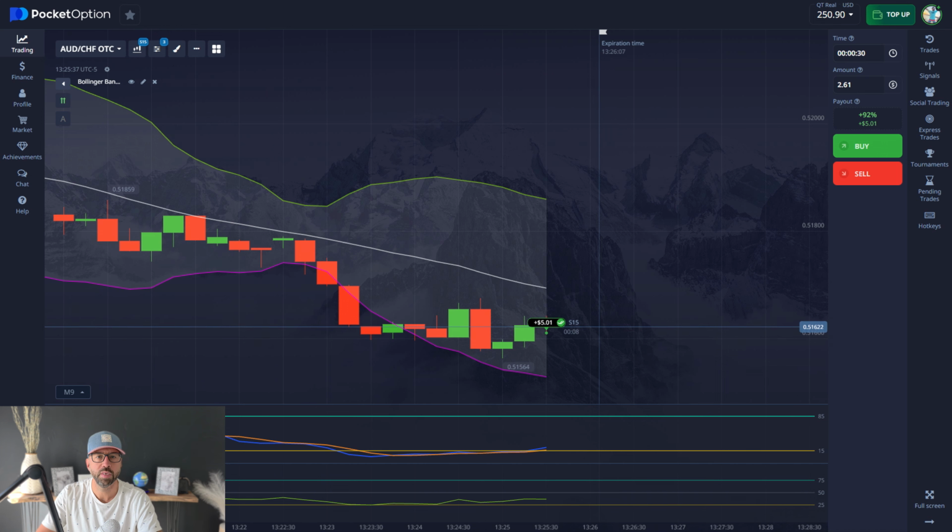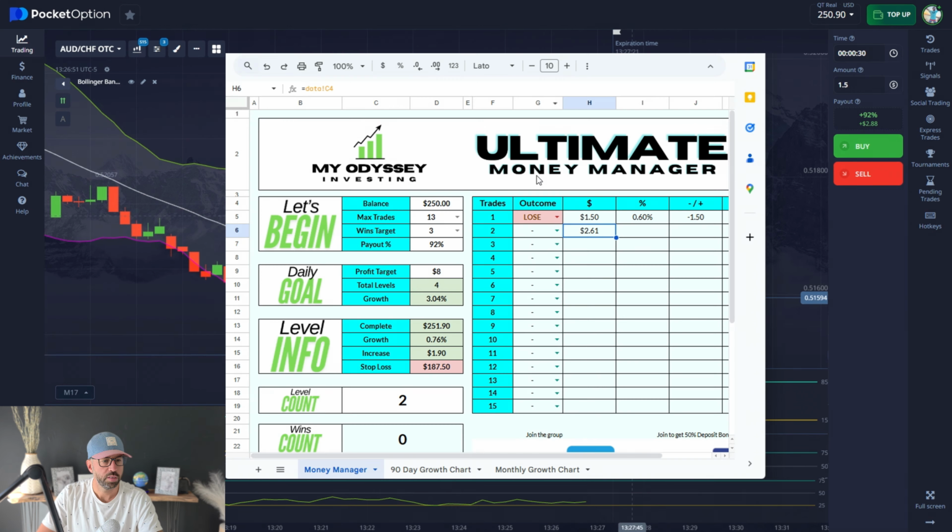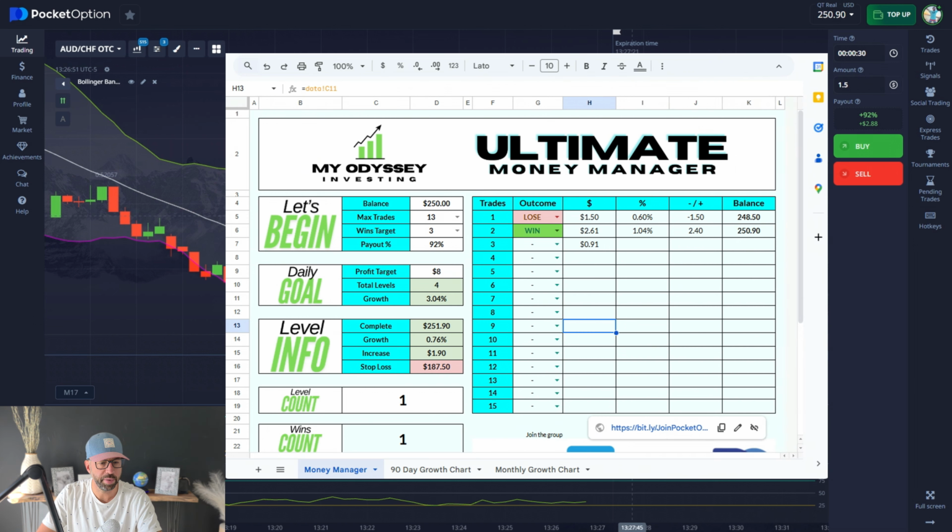What do we do when we win? We enter a win here. Since it's Pocket Option, you are not allowed to enter a trade that's under $1. We will take our win here. We call this one level, so we have completed one level. Let me make this a little bit bigger so you can see it.